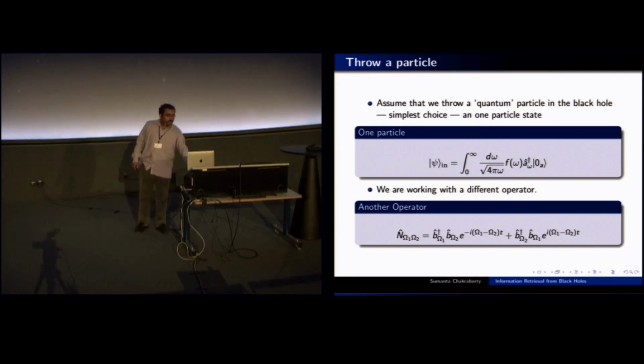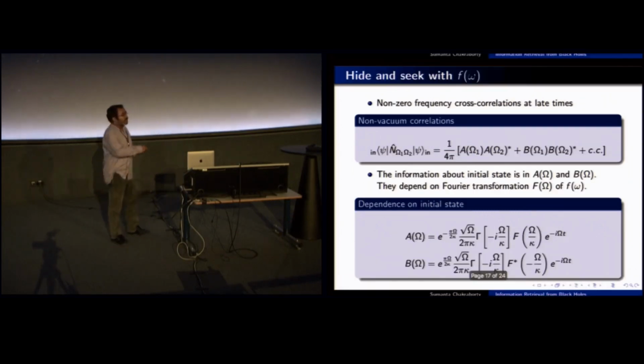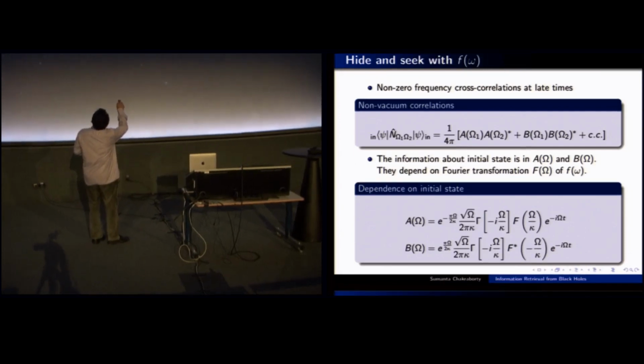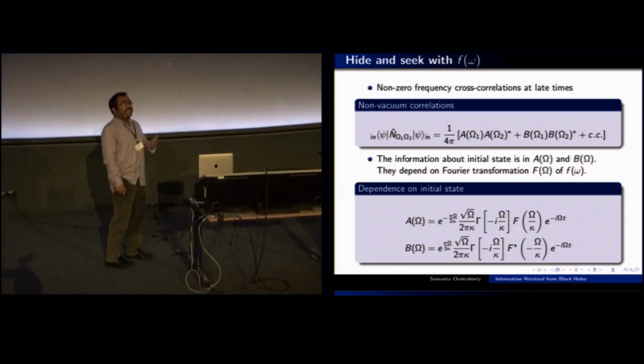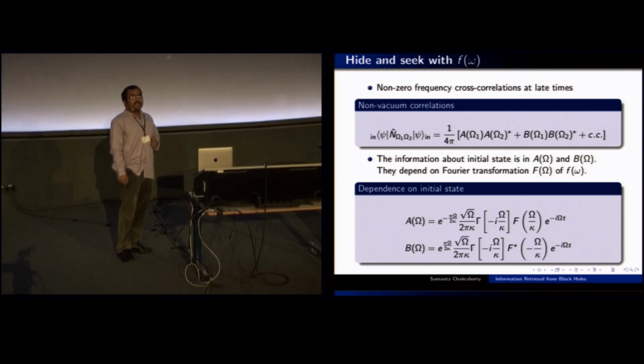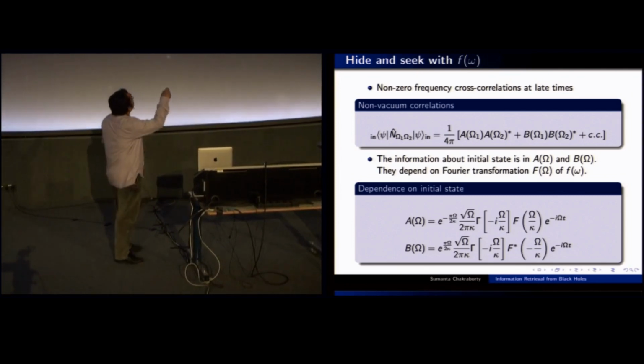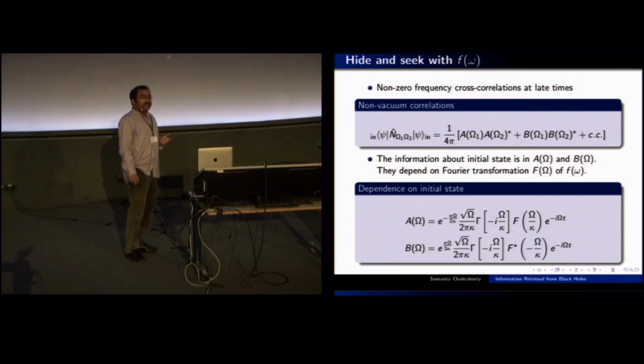Now what you do, you compute the expectation value. In the normal Hawking scenario, you would have put a vacuum here, and this would have been omega 1 equal to omega 2, and that will essentially give you the natural thermal spectrum that you get. But here you will have some factors a and b depending on these two frequencies, and they will certainly differ from being thermal.